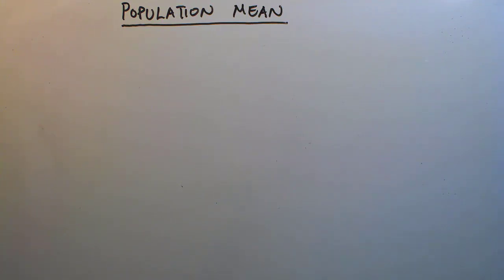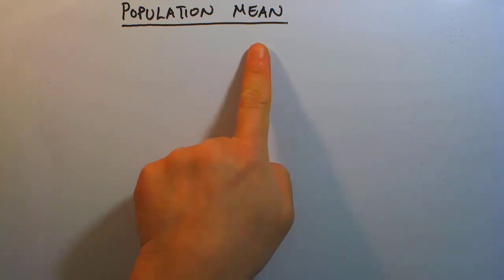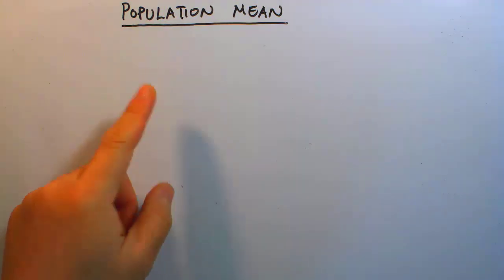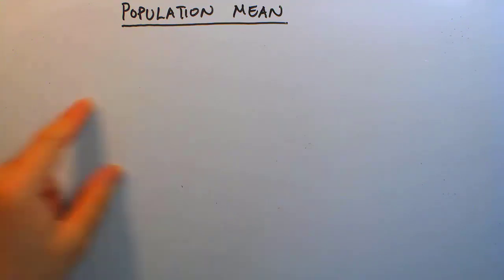All right, so now that we have learned what a random variable is, as well as how a population can be represented by a random variable, it's a good time to learn how to find the mean value of a population. Namely, we call that the population mean value.